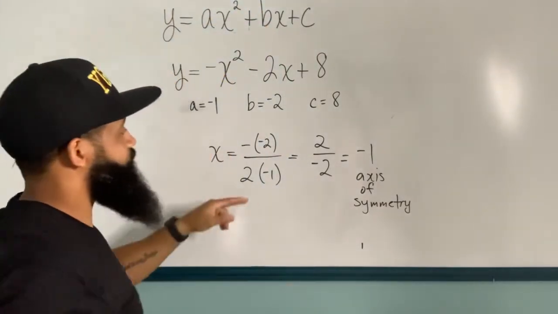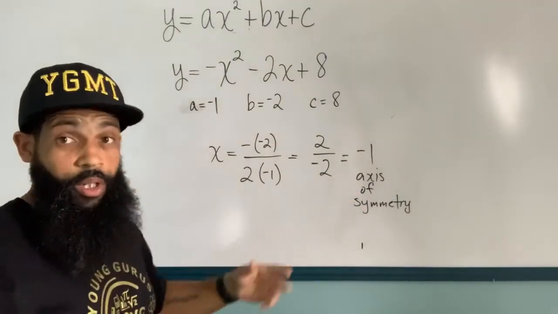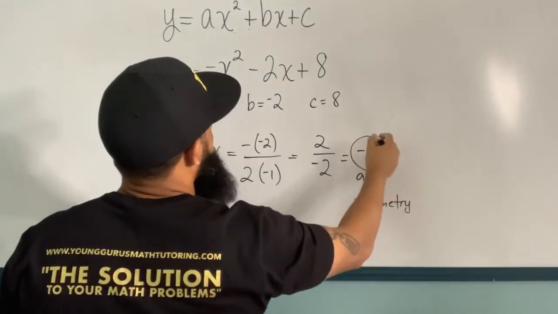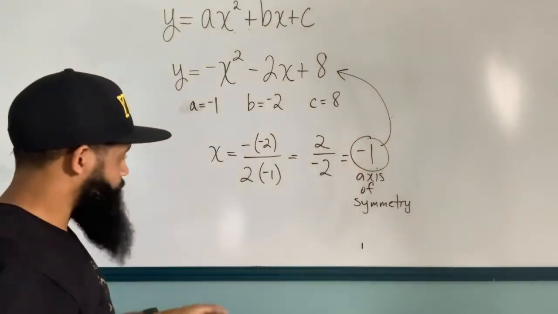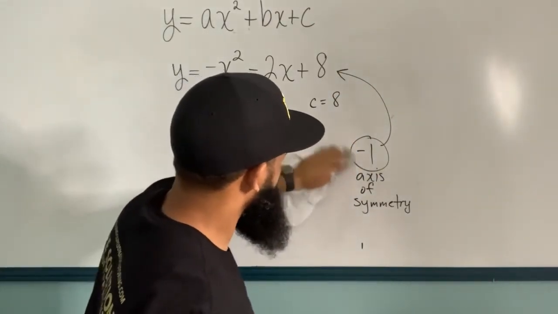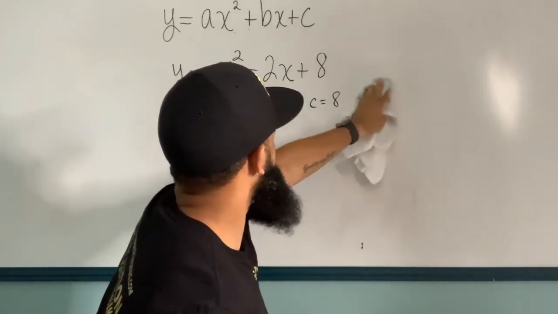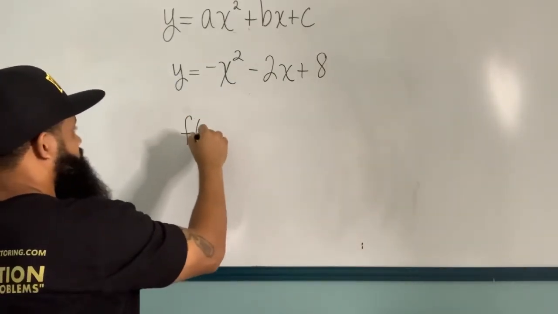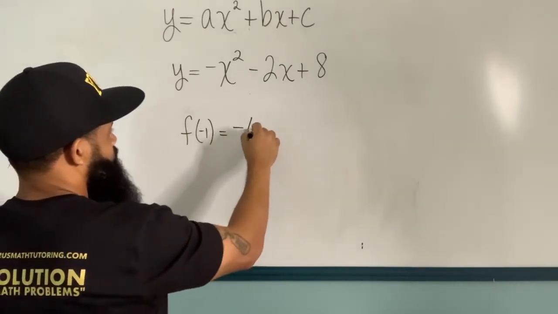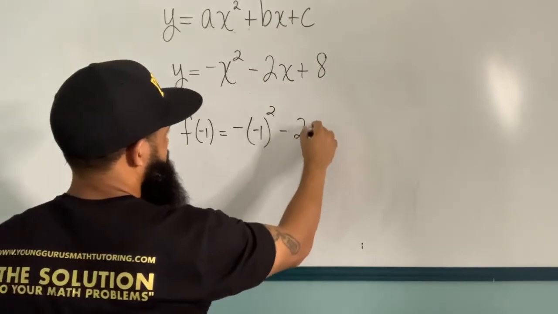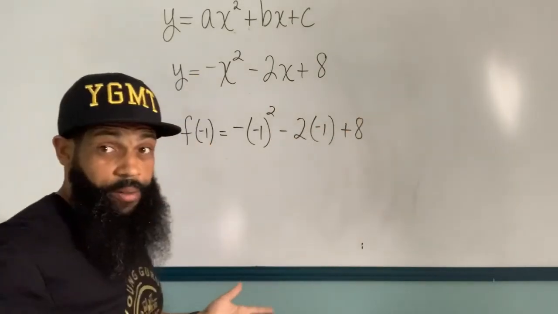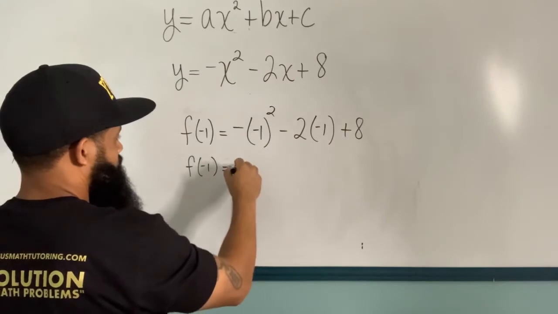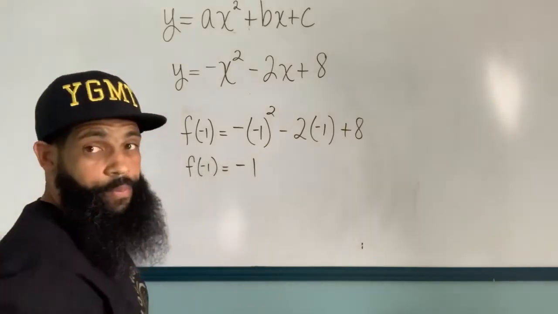All right, now in order to find the y-coordinate of this maximum point, we need to find f of -1. How do you do that? We're going to plug this -1 back into that original function. We no longer need the a, b, and c. So f of -1 is going to equal, we're just plugging in -1 into the original function, and then we simplify. -1 to the second power is +1, still the opposite of 1. Make sure you're careful with that.